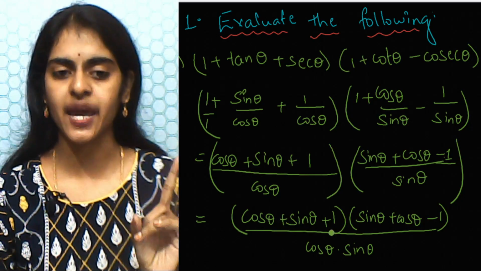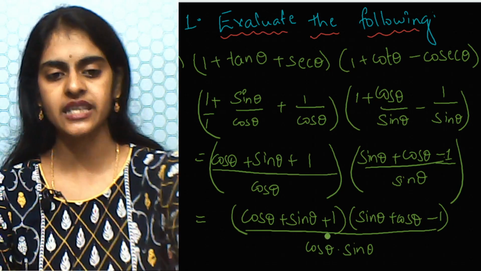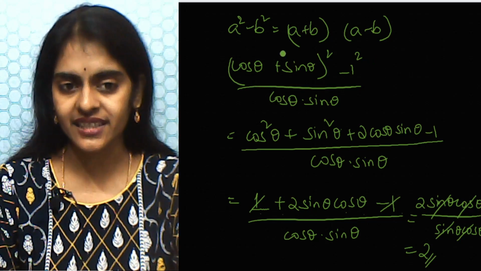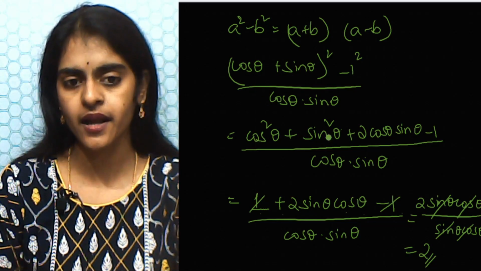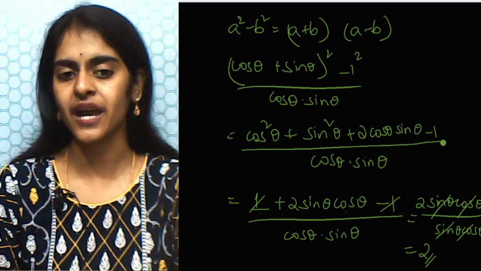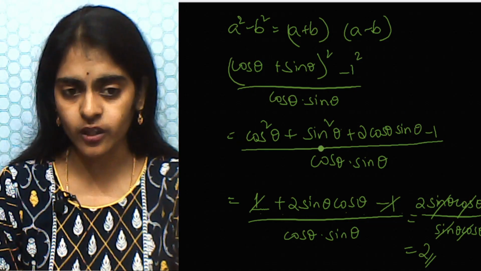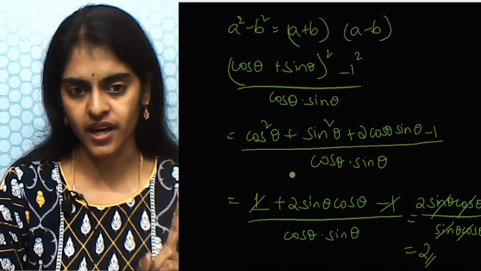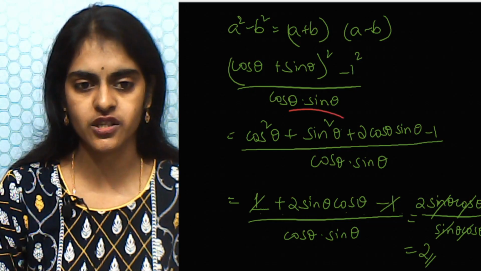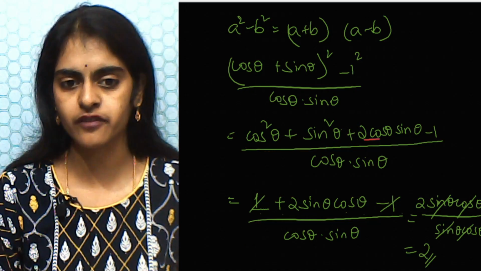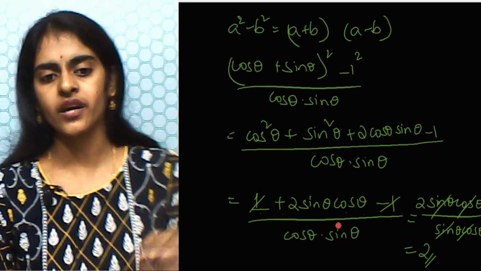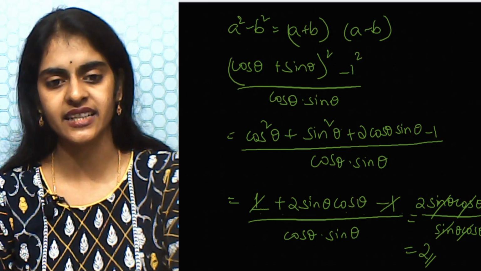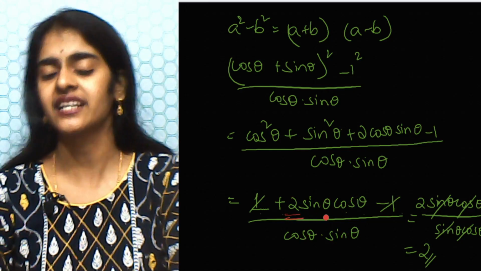Here you are going to use the a plus b into a minus b identity. Using that, you get cos theta plus sin theta whole square minus 1 square. Now again this is a plus b whole square form, so a square plus b square plus 2ab, minus 1 you have here. Now again cos square theta plus sin square theta is 1. So using the trigonometric identity, this is 1 plus 2 sin theta cos theta, and minus 1. So plus 1 minus 1 gets cancelled and you have 2 sin theta cos theta divided by cos theta sin theta. These two get cancelled and the final answer is 2.